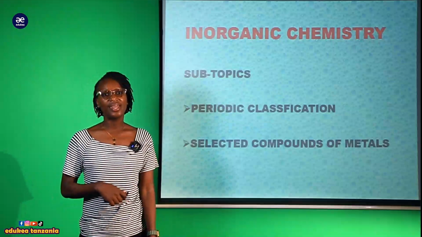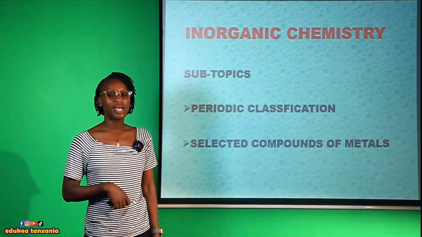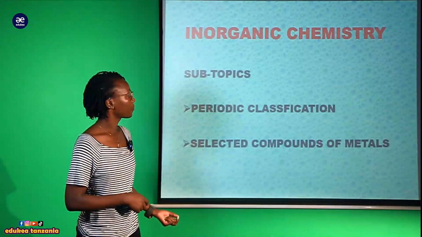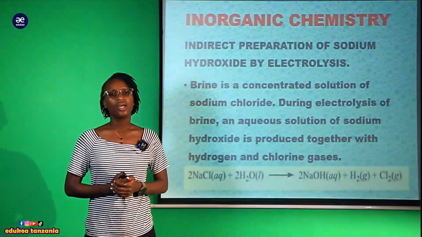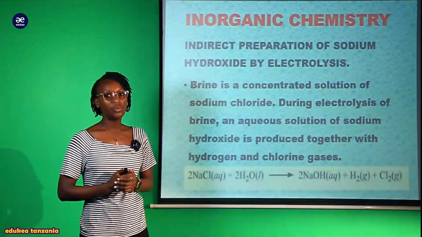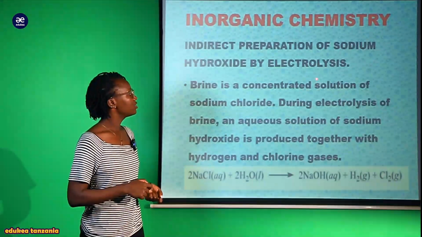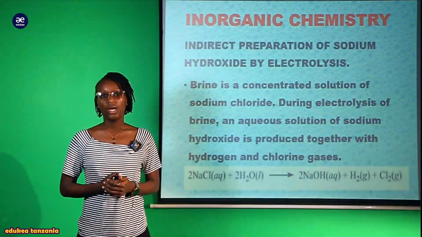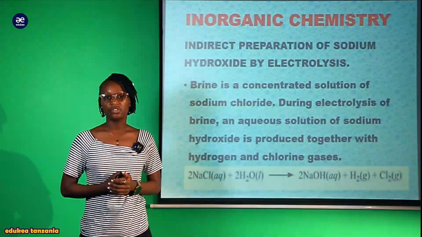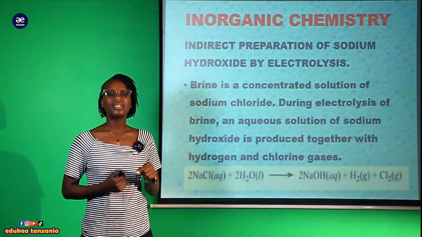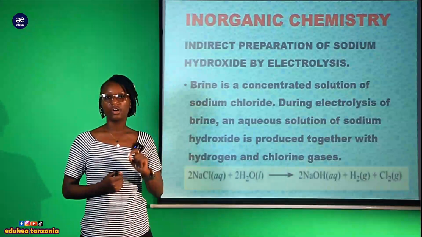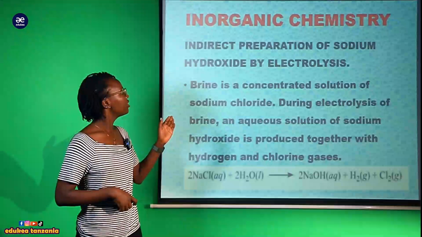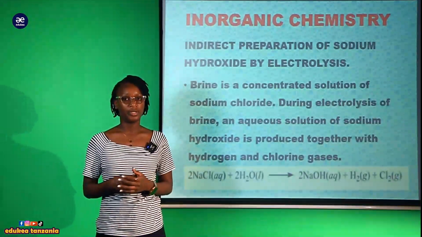We are proceeding with inorganic chemistry, and we are discussing our second subtopic, which is about selected compounds of metals. Today we are going to proceed with the indirect preparation of sodium hydroxide by electrolysis. Remember, we are talking about the preparation of metal hydroxides, but here we are going to consider the specific preparation of sodium hydroxide by means of electrolysis. But the method of preparation is the indirect method.